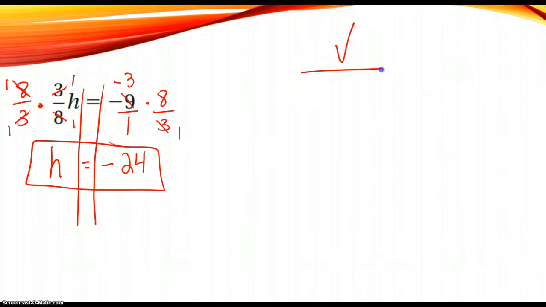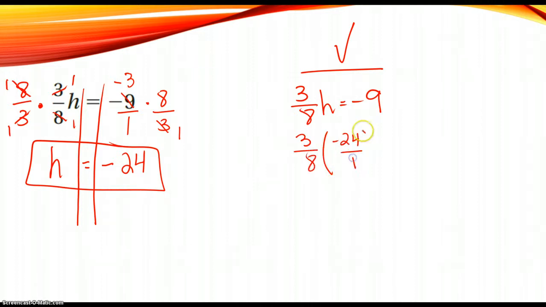We're going to go over here for our check step. 3/8 h equals negative 9. Remember to start with that original problem. Then we're going to plug in 3/8 negative 24 over 1, since we're multiplying fractions here, equal negative 9. I'm going to look for some cross cancellation, which I can do. 8 and 24 can be divided by 8. 8 becomes a 1, and negative 24 becomes a negative 3. 3 times a negative 3 would be a negative 9. And yes, negative 9 equals negative 9.